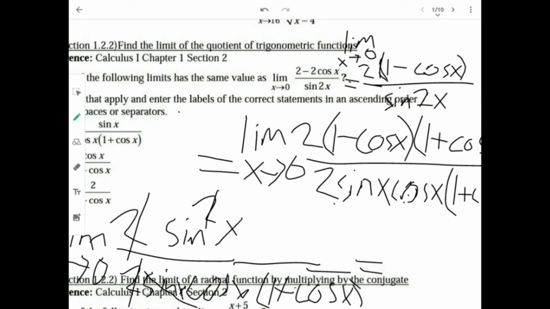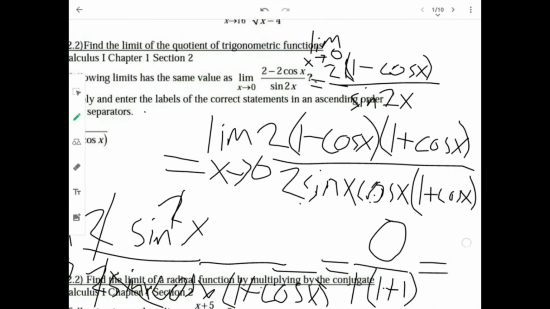So this is equal to 0, because sine 0 is 0, over 1 into 1 plus 1. So the answer is 0.